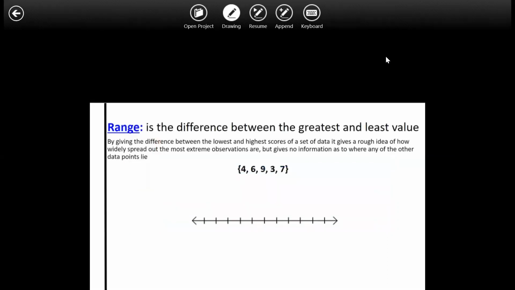Okay? So what we're going to talk about first is the range. This is the simplest one. You guys have it on your piece of paper, so go ahead and copy this down as I do that. The range is the difference between the greatest and least value.